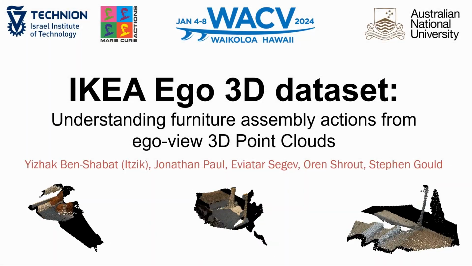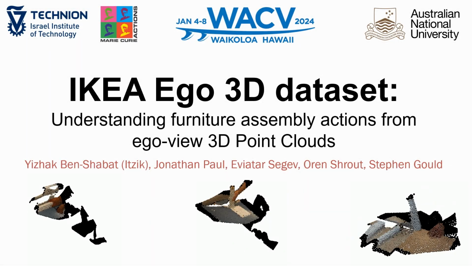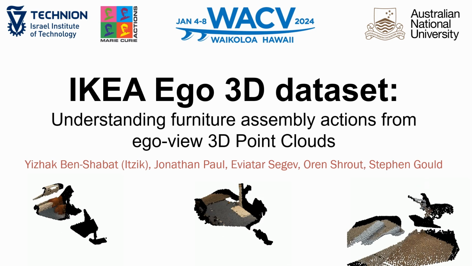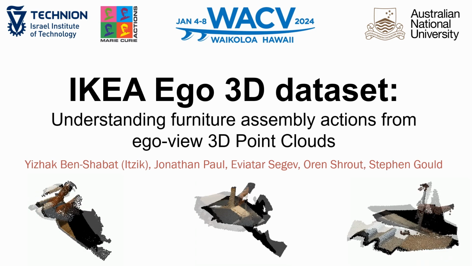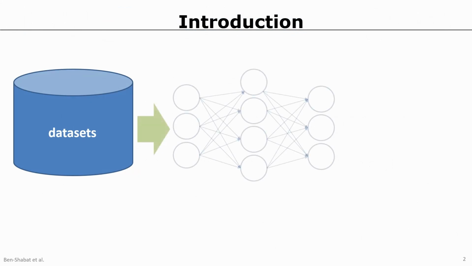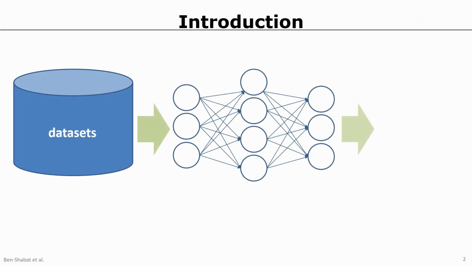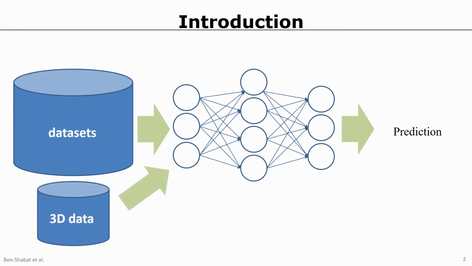We present the IKEA Ego 3D dataset, a new dataset for understanding furniture assembly from Ego View 3D point cloud sequences. The availability of a large labeled video dataset is a key requirement for applying deep learning methods to solve various computer vision tasks. In particular, 3D data offers many advantages in this context, especially in scenarios where the video is heavily degraded or in safety-critical applications where redundancy is needed.